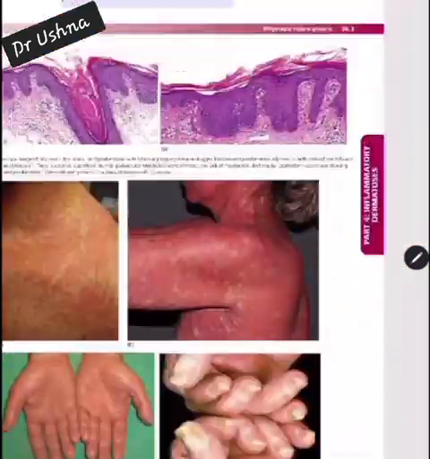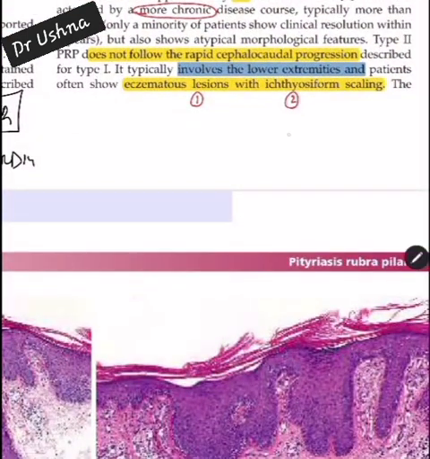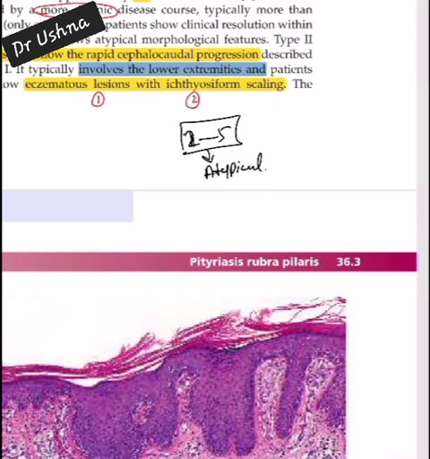Next one is atypical types. The atypical types are basically your type 2 and 5. Both are atypical. The important thing is that the atypicality does not follow the classical features, or the most important features, of your PRP. What are the different atypicalities that can be there? It is not following the cephalocaudal distribution.